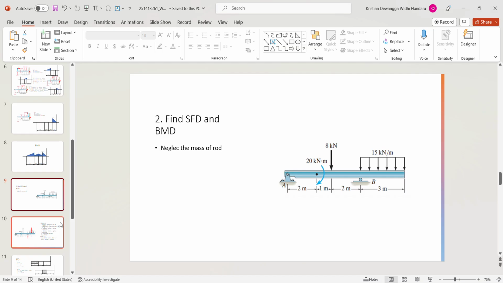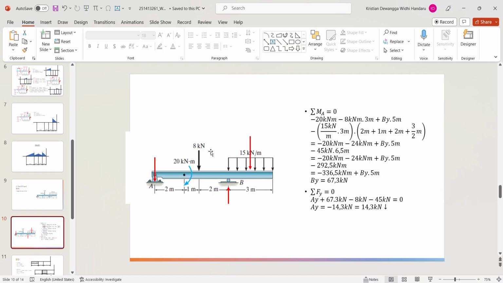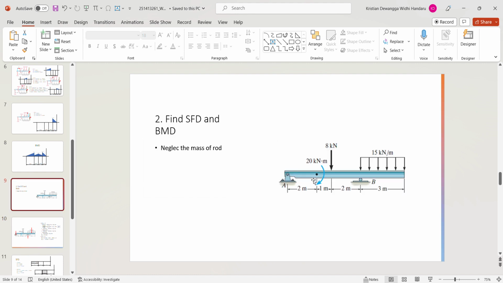And then the second question, the same as before, find the SFD and the BMD, and also neglect the mass of the road. So we got here, so what should we do with here? We got the force in the A and then the B. B has one force, and then the A has 2.